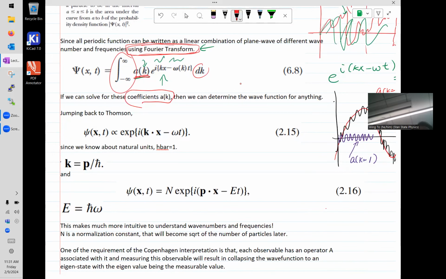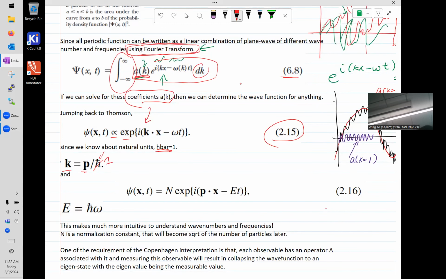So if we can figure out these coefficients a sub k, then we can determine the wave function of anything we want. Jumping back to Thomson once again, for this equation: whenever you see an equation from chapter 6, that's from Survey, and whenever you see an equation from chapter 2, that's from Thomson. Each of these little pieces of the wave function is proportional to e to the i(kx minus omega t), so it's just some sine and cosine wave. With natural units, h bar equals 1, the k is basically the momentum.